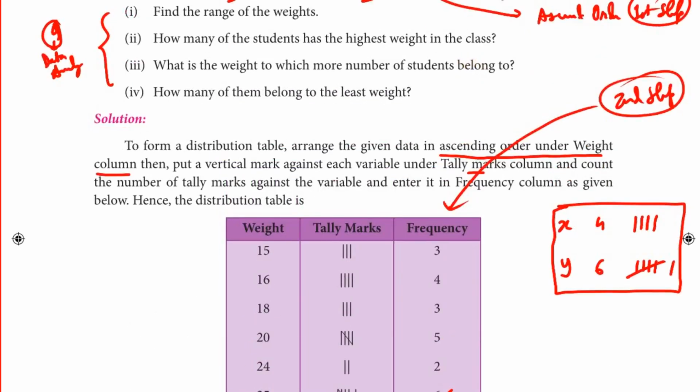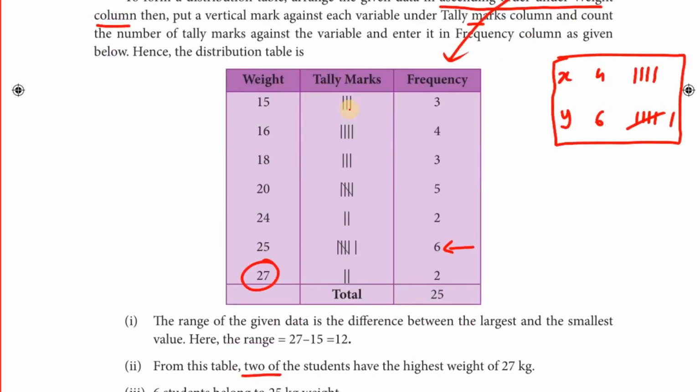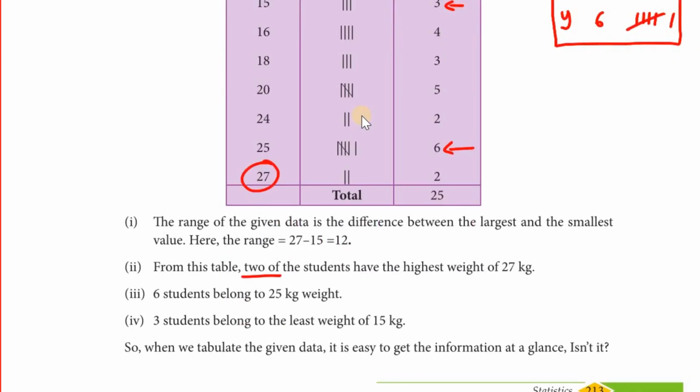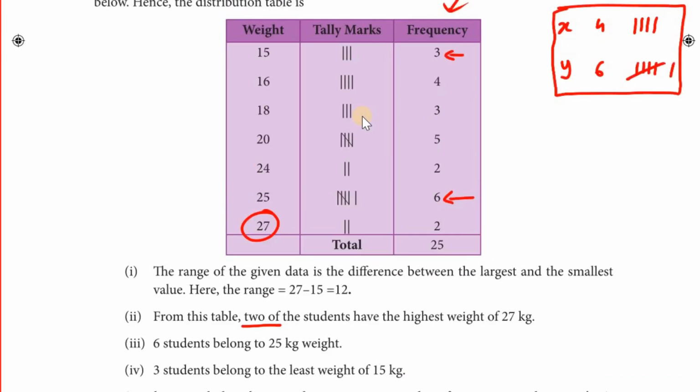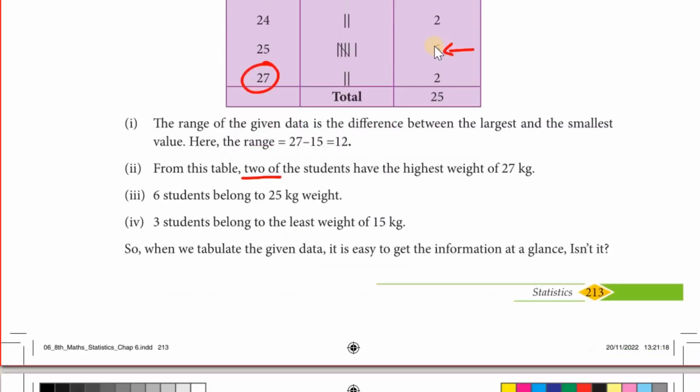What was the last question? How many of them belong to the least weight? Well, what's the least weight? Least weight is 15 kg. How many of them? 3. No, not the least frequency. You see, least weight is 15 kg, and there are 3 students belonging. Look into the question carefully.